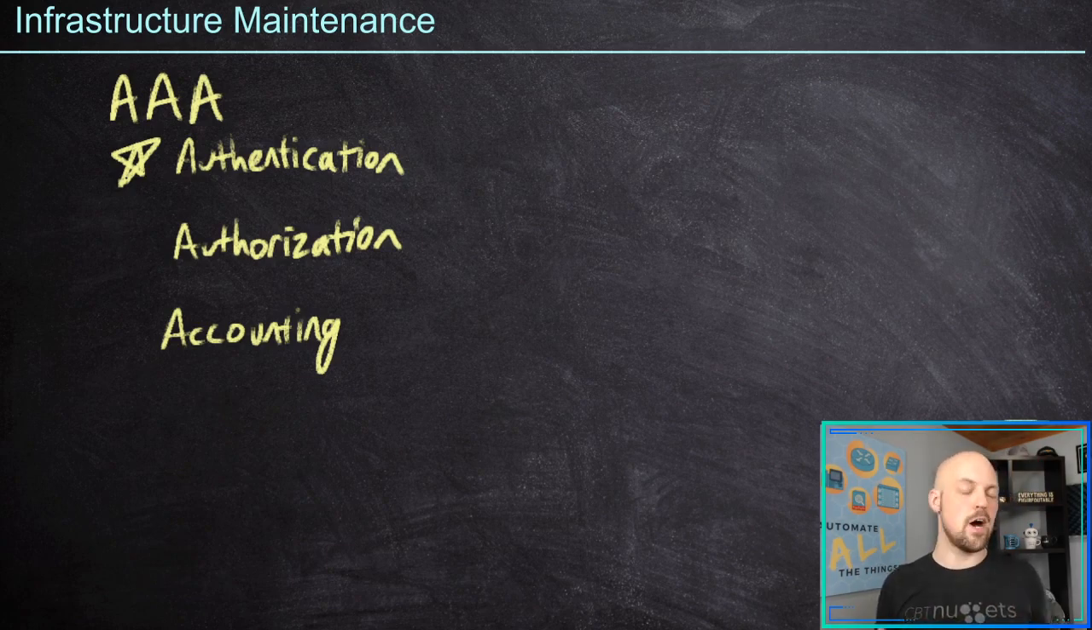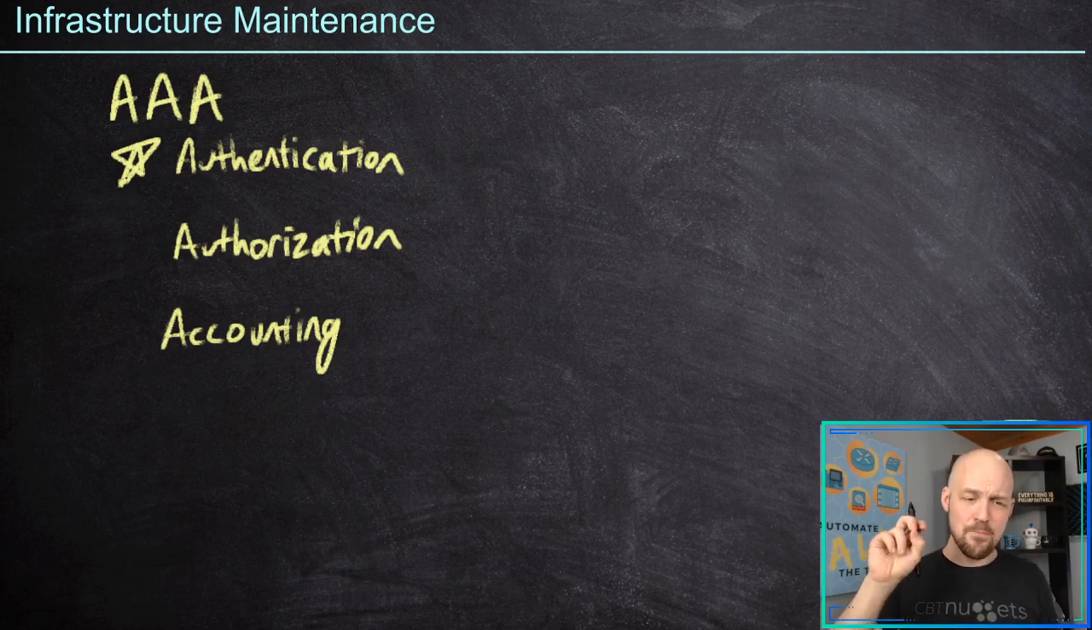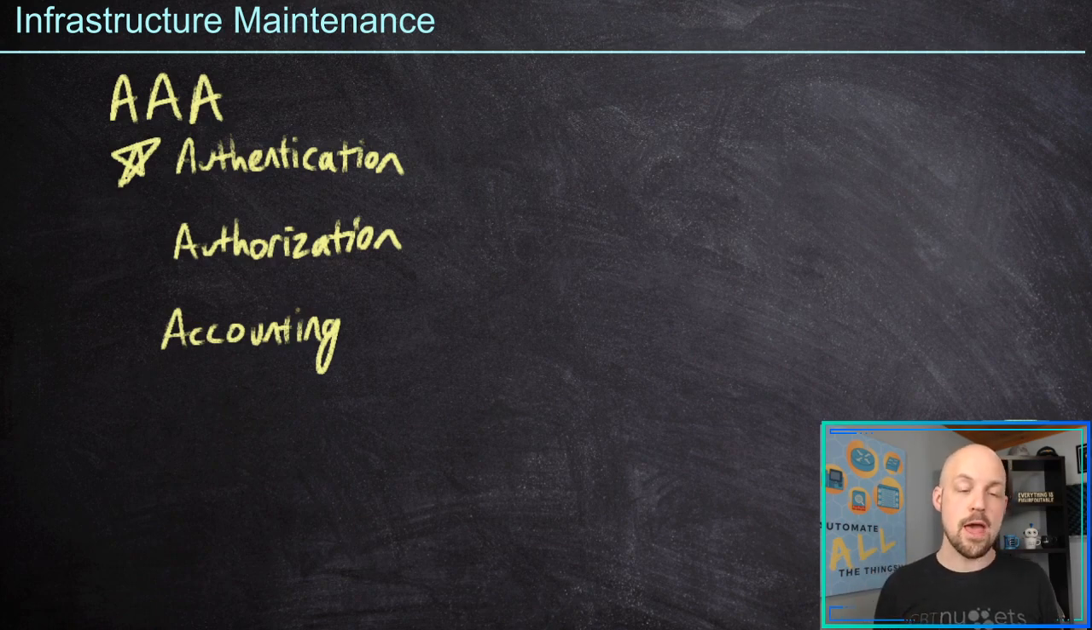AAA is often thought of as just the way that Cisco has us configure usernames and passwords on router switch devices. Yeah, tongue-tied. All right. Good moment to take a drink. So, yes, that's true, but there are actually two other elements to AAA that are worth mentioning.